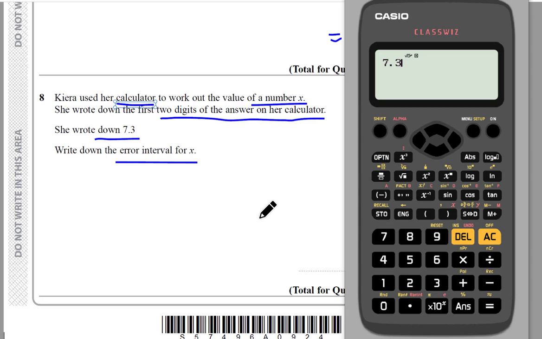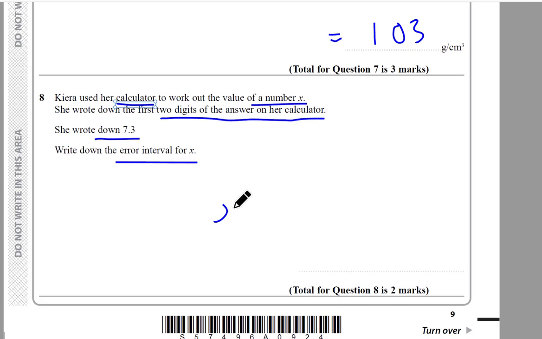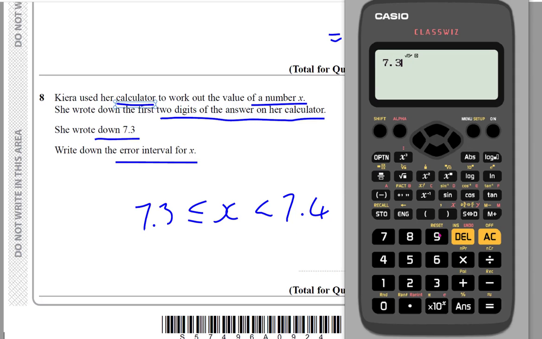So the error interval for x is going to be 7.3, because it could just be lots of 7.3000001, and then it's going to be less than 7.4. So x is going to be greater than or equal to 7.3, but it's got to be less than 7.4, because the first 2 digits is 7.3, and imagine that's the actual number, so that is the error interval. Hopefully that makes sense for a nice 2 marks.